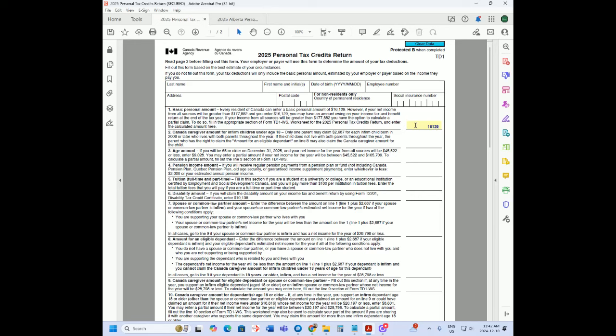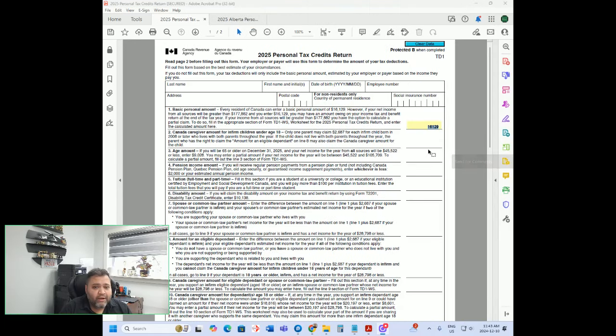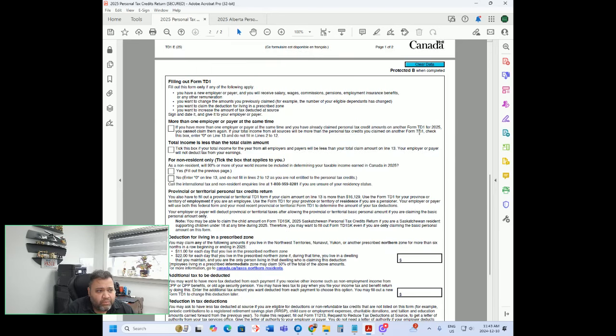So if you have the same amount filled in with your second employer, then you're going to end up paying taxes at the end of the year, because both employers are claiming that amount. You are not paying taxes on the 16,129 twice, but you are only able to take that basic personal amount claim only once. So when you are moving to a second job, make sure you don't claim any amount here. You're not going to put 16,129 on box number 1.